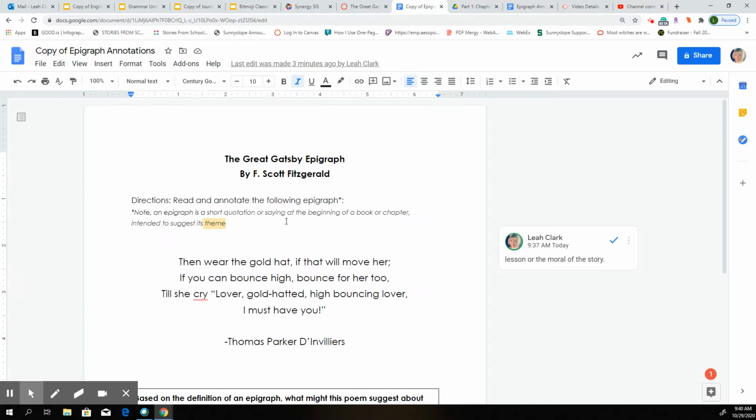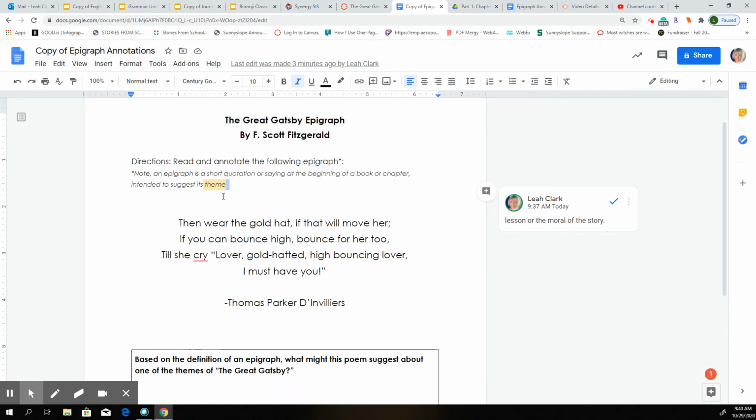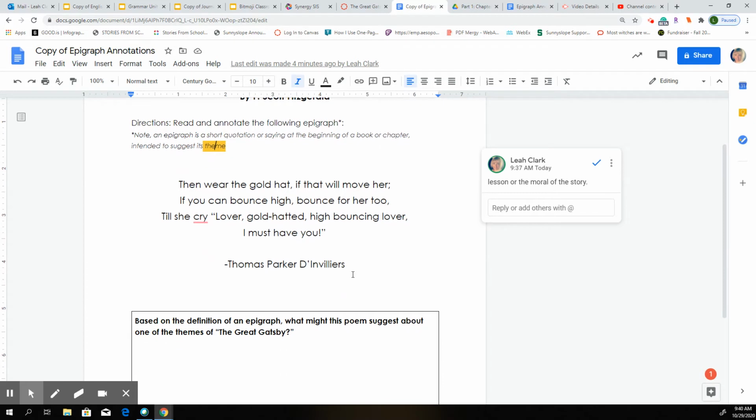So here's the assignment. The directions say to read and annotate the following epigraph. Again, an epigraph is a short quote or saying at the beginning of a book or chapter intended to suggest the theme. And I added this little note over here on the side that this is the lesson or the moral. So this little quote is going to give us a little glimpse or hint at what the theme of The Great Gatsby might be about. I'll read it through once and then I'll go back and do some annotating.